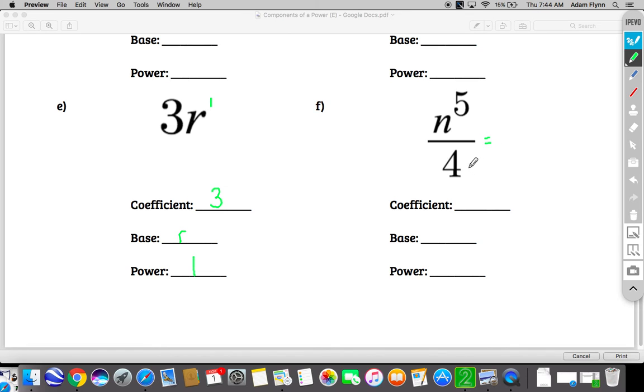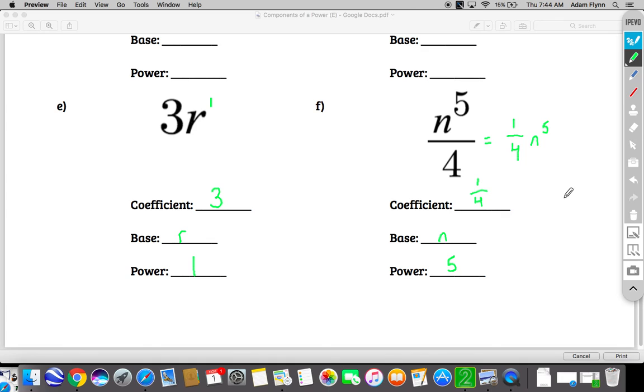Now F could be a little tricky for some, but let's split it up. I know this is the same thing as n to the 5th times 1/4. So I'll rewrite it as 1/4 n to the 5th. Now it's a little bit more pleasing to look at, a little less intimidating. Taking a look at this, our coefficient is going to be 1/4. Our base is n. And our power is 5.